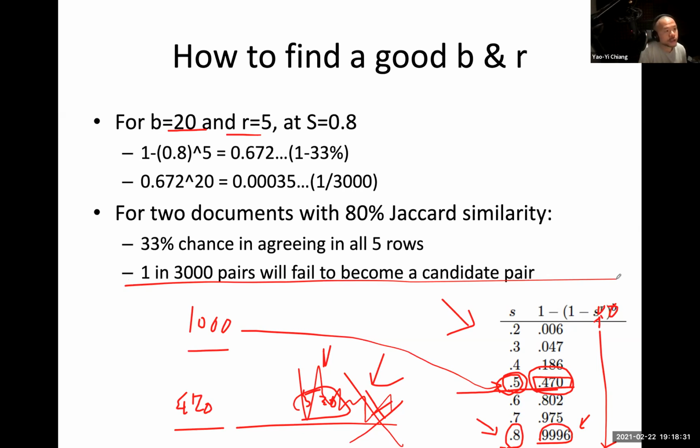All right, that's it for today. Any questions? So yes, there's a question. So the 1 in 3,000 chance it fails to identify candidates, is that the chance that all 5 bands do not have a single row? Yes, you are correct. It means all bands disagree.